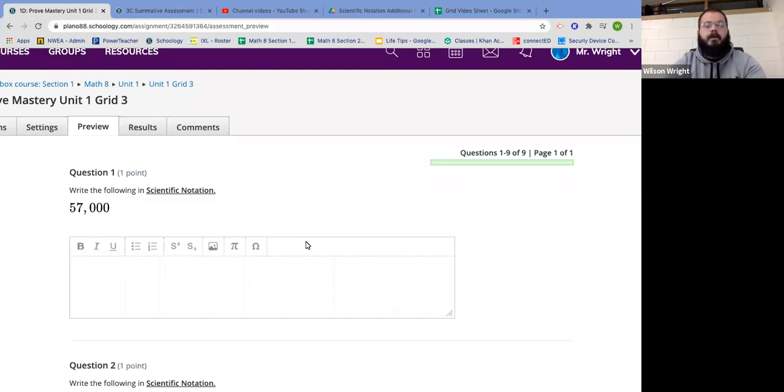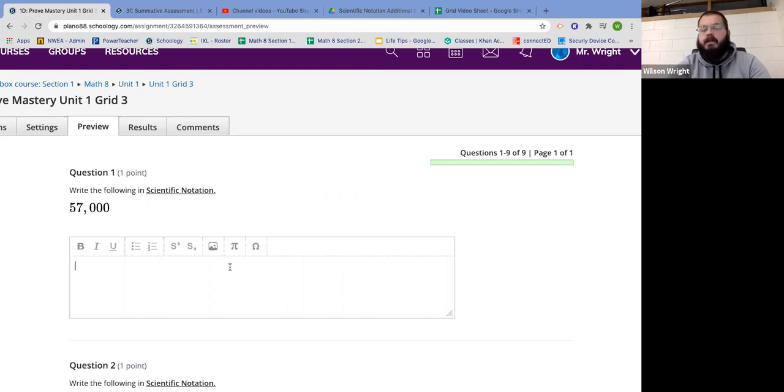Okay, so today we're going to talk about how to write scientific notation like you will be on the quizzes in 1D, 2C, and 3C for this grid. So this would be a good video to remember and to reference back to if you get stuck on any of those quizzes. There are a couple of ways that we can write scientific notation.